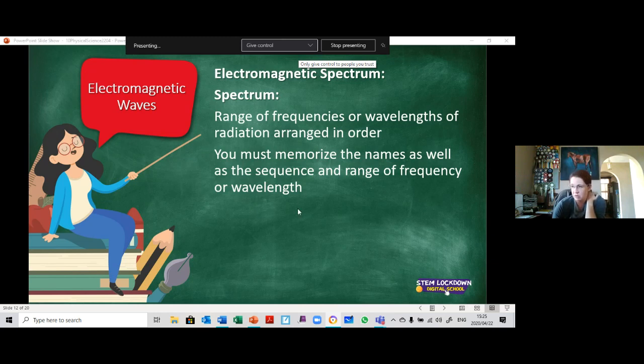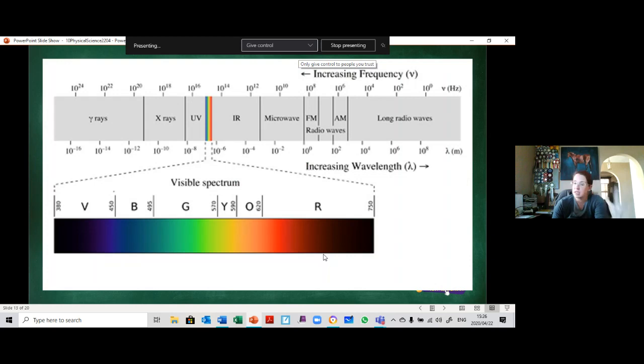So, electromagnetic spectrum. Don't try and memorize all of it at the same time, okay? Try and memorize the sequence of the names, and then try and add either the frequencies or the wavelengths. And you can calculate the other one, okay? Right. So, don't panic. This is the entire electromagnetic spectrum, okay?